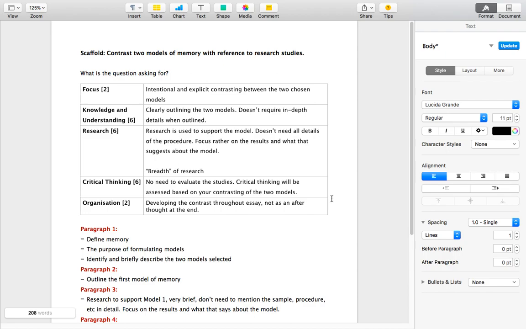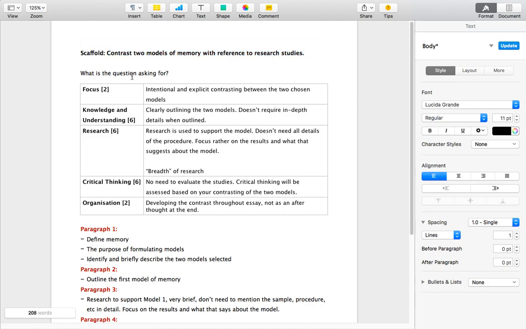I think this question, which contrasts two models of memory with reference to research studies, may be the most different and unfamiliar to you. So I will focus the next few minutes to run you through how you could answer a question with the contrast command term. So to begin with, what is this question really asking you to do?